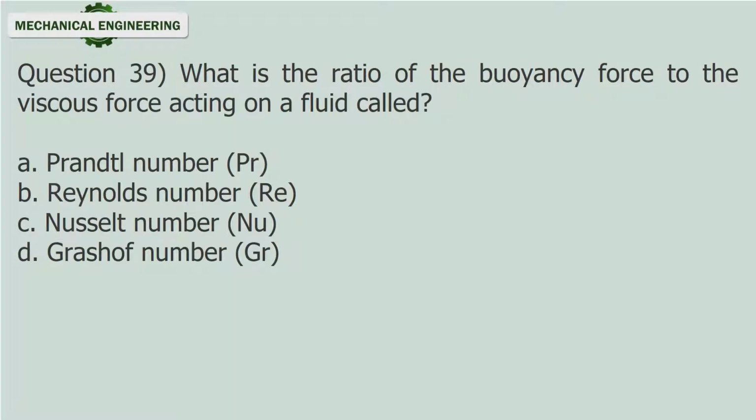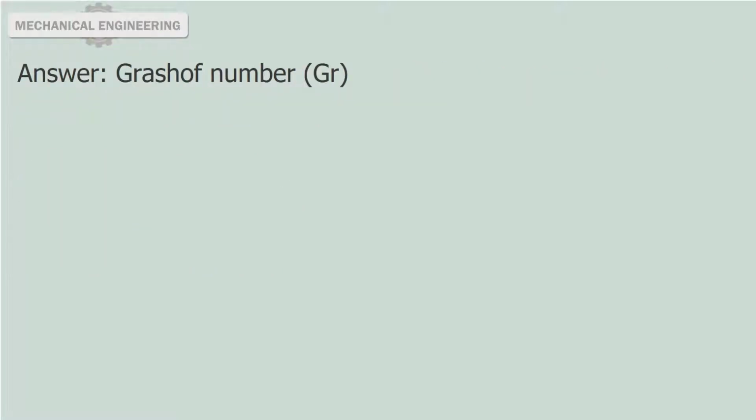Question 39. What is the ratio of the buoyancy force to the viscous force acting on a fluid called? A. Prandtl number Pr. B. Reynolds number Re. C. Nusselt number Nu. D. Grashof number Gr. Answer: Grashof number Gr.